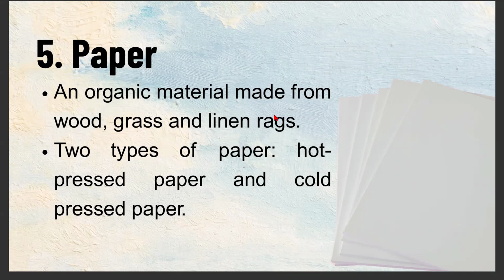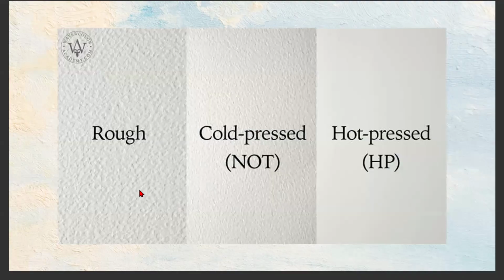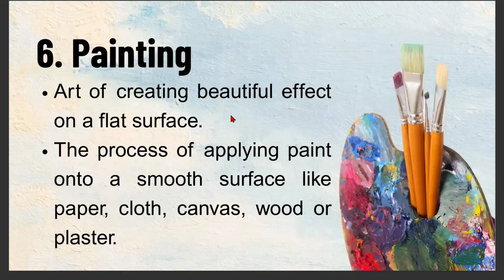And that's paper. We have different types of paper: the hot pressed paper, the cold pressed paper, and the rough pressed or rough paper. As you can see, hot pressed paper is smooth, and the cold press is not so smooth, but it's still smoother compared to rough paper. So these are the different types of paper.